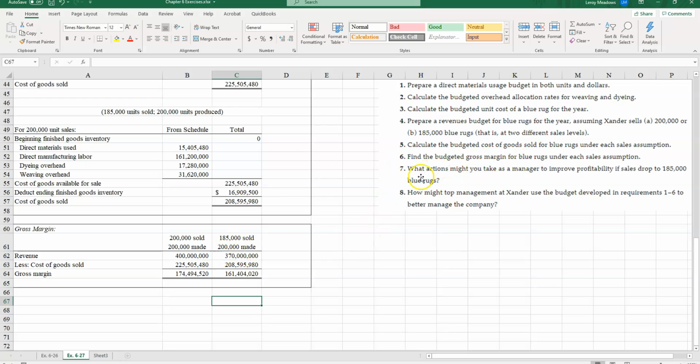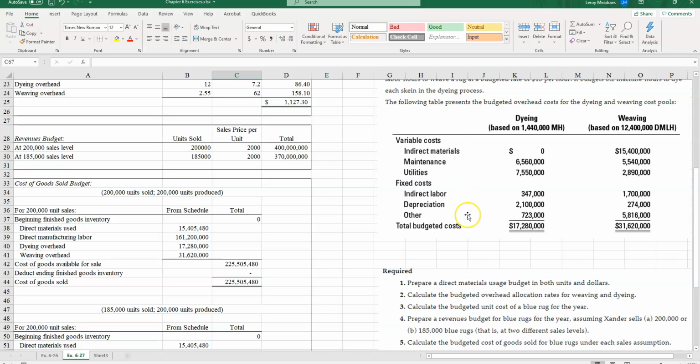So, number 7, what actions might you take as a manager to improve profitability if sales drop to 185,000 blue rugs? Well, there's a couple things I can do. I can look to reduce fixed costs because I'm going to have the fixed costs here. Is there a way that I can reduce some of those fixed costs, maybe by limiting capacity, further restricting capacity? Are there anything else that I can get rid of there?